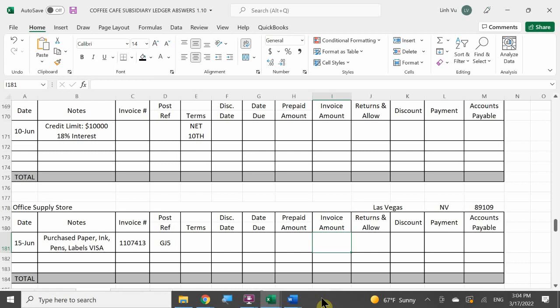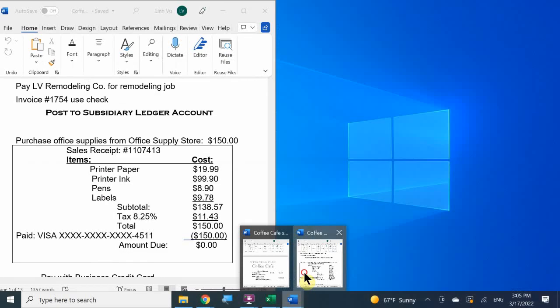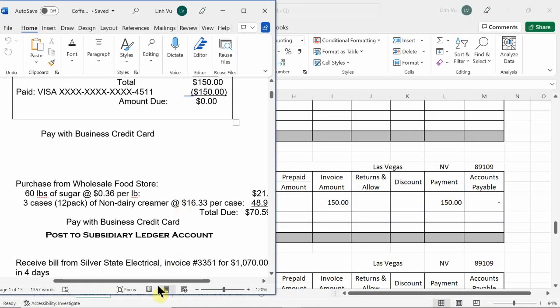The invoice amount. Okay, the invoice amount. How much was it? 150. And did I pay for it? Yes, we paid using our Visa credit card. So again, running the formula down again, you should owe office supply stores nothing, right? Okay. Good. All right. So let's see what has happened next.